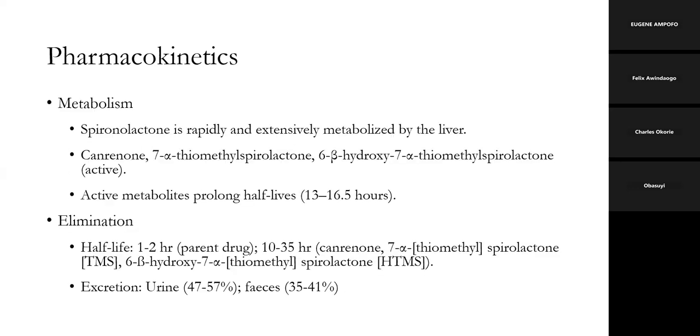It is rapidly and extensively metabolized by the liver, and usually through first pass metabolism, you have all the active metabolites, and its long duration of action is based on the long life of the active metabolites. So we have canrenone, we have 7-alpha thiomethyl spironolactone, and 6-beta hydroxy 7-alpha thiomethyl spironolactone. And these are the active metabolites of spironolactone. The kidney also does some metabolism of spironolactone, but not as much, mostly done by the liver. Half-life is about 1 to 2 hours, but the metabolites have a longer half-life, and that is why it has a long duration of action. It is secreted through the urine and the feces, and these are the metabolites that are usually excreted.